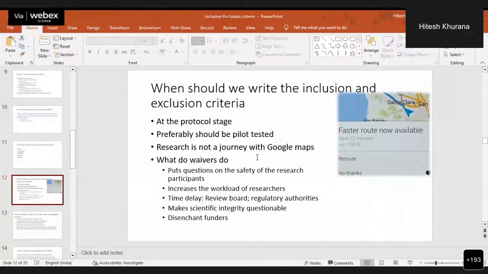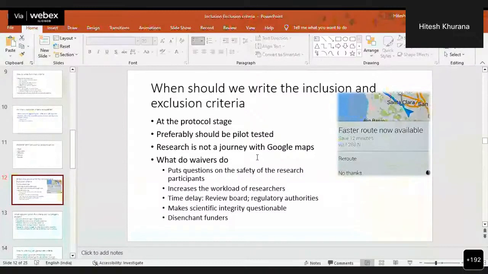And if we have to reroute our research, this has serious implications. It may put many research participants at risk, it may make the data invalid, and it will put additional workload on the researcher. And again, if we are changing any protocol, we almost have to make a request to the review board or the regulatory authorities, and it also annoys them.